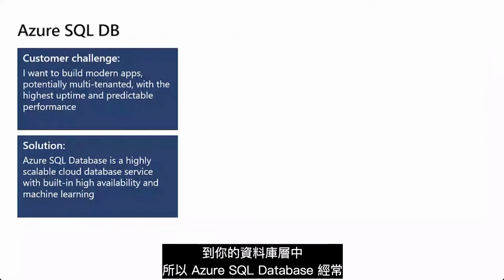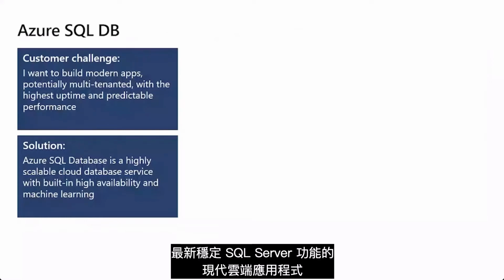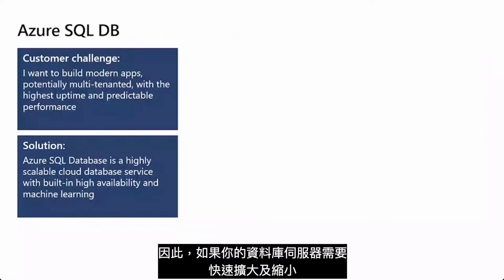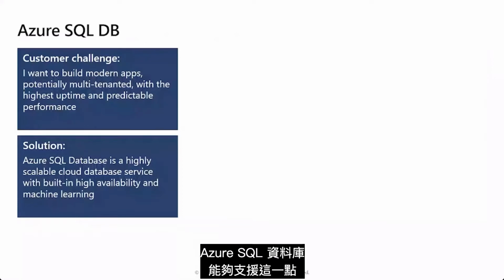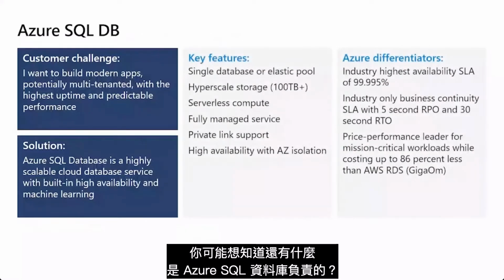So Azure SQL Database is often used for modern cloud applications that need to use the latest stable SQL Server features, applications that require high availability, and systems that have a variable load. So if your database server needs to scale up and down very, very quickly, Azure SQL Database is able to support that. Now you might be wondering, what else does Azure SQL Database take care of?